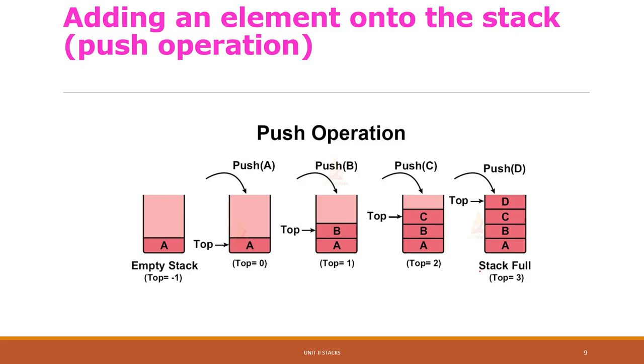Consider the operation here. I am going to insert the element A. Basically, if the stack does not have any value, the top value is considered as -1. Now I am going to push A, so the top value will be updated as 0. Again I am going to push B, now the top will be 1. Again I push C, the top is updated as 2. Again I push D, so now the top is 3.